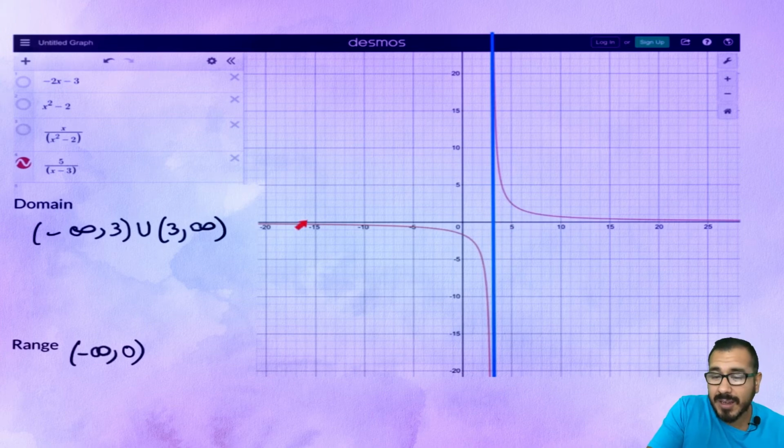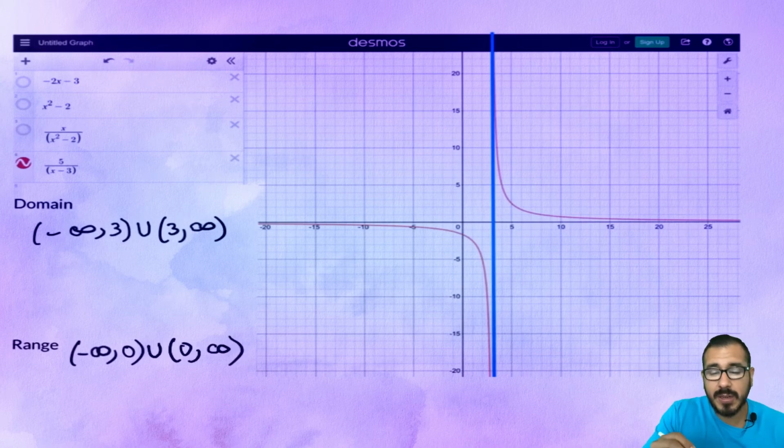But to let our audience know that there is a gap, there is a y value that's not accounted for, we have a little break right there, and then we start back up at 0. We don't touch it, so that's why it's a parentheses. And then we go all the way to positive infinity right there. So again, that's how we're going to take care of business whenever we have these gaps.